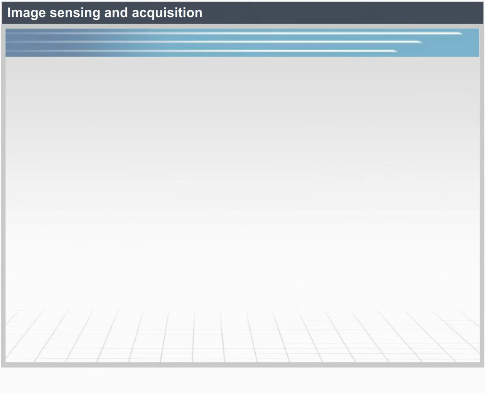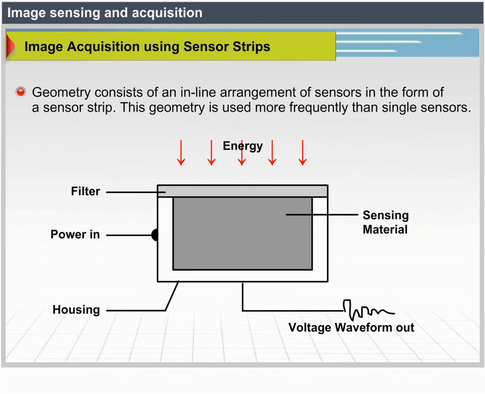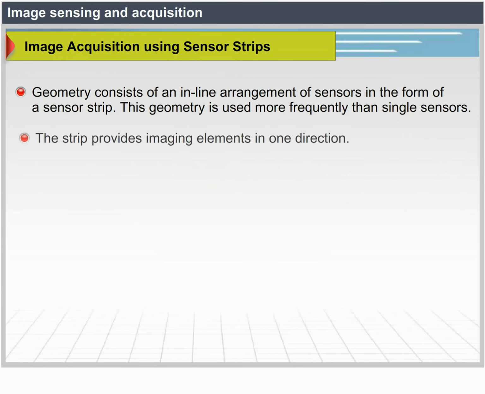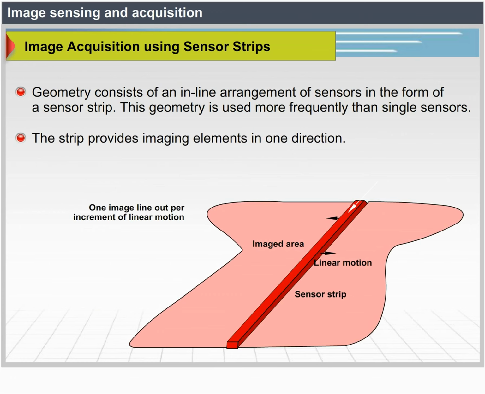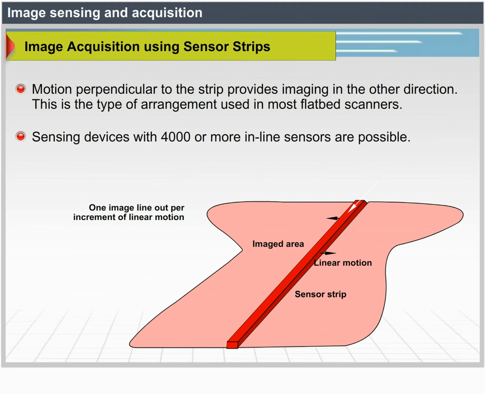Image acquisition using sensor strips. A geometry that is used much more frequently than single sensors consists of an inline arrangement of sensors in the form of a sensor strip. The strip provides imaging elements in one direction. Motion perpendicular to the strip provides imaging in the other direction. This is the type of arrangement used in most flatbed scanners. Sensing devices with 4,000 or more inline sensors are possible.